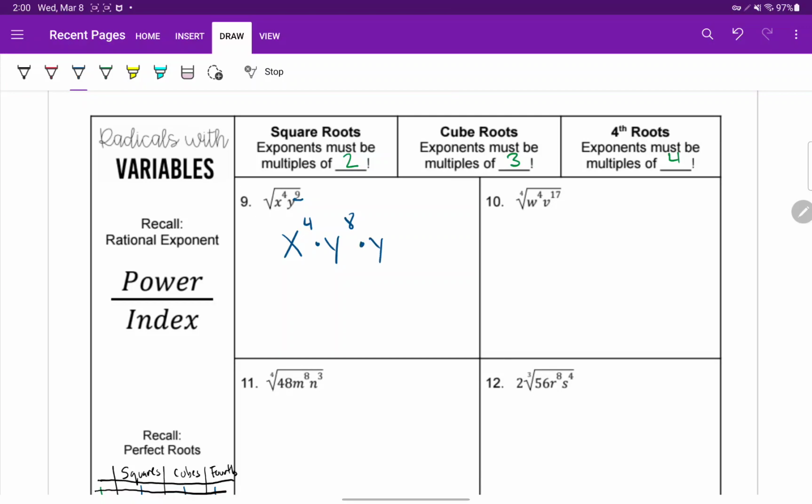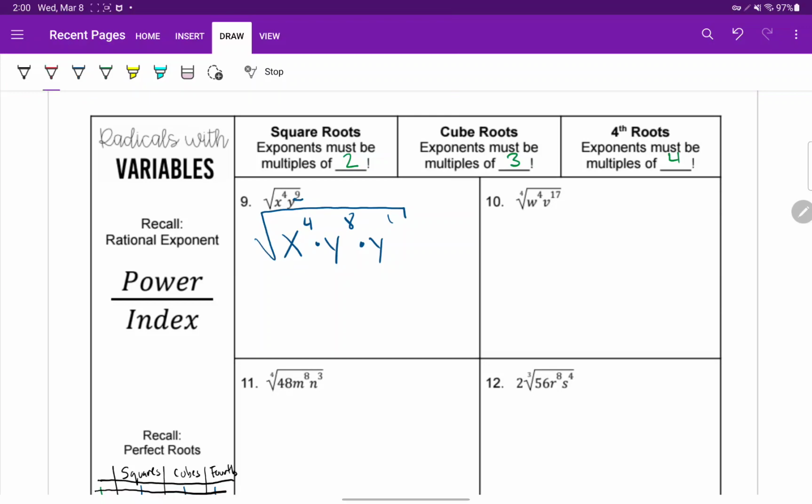And really quickly, if you're not sure about this, properties of exponents say when I split it apart, this is an 8 and this is a 1, so 8 plus 1 is 9. So it's actually the original 1. Now I'm going to take my square root and put it above this. Now, again, recall my index is 2.